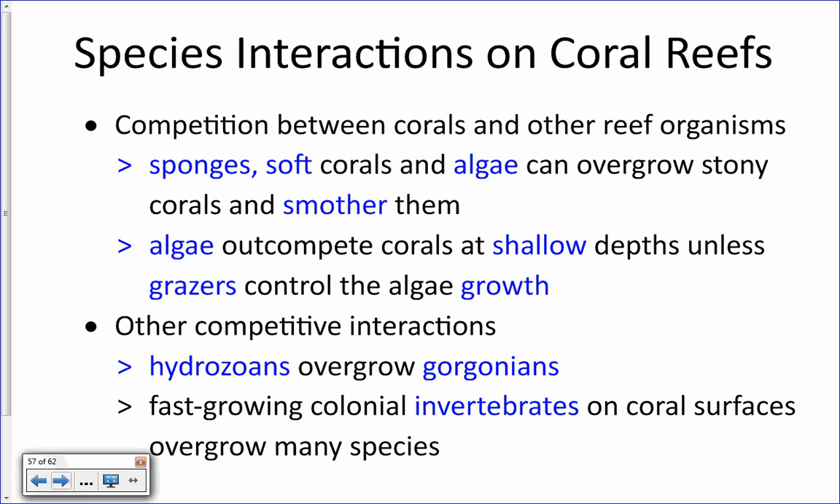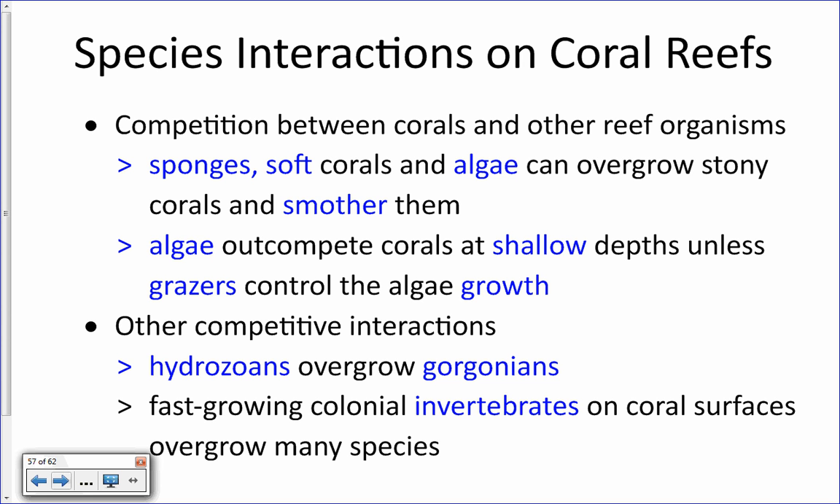Okay. You also have corals competing with other things that live on the reef. So things that don't have that stony skeleton that reef corals have will grow faster than the reef corals. And so things like sponges and soft corals and even algae grow faster and can grow over the reef corals and smother them, block the light. So they have to have some sort of way to have the algae and the sponges and the soft corals kept in check so that they don't overgrow the reef corals and kill them and destroy the reef.